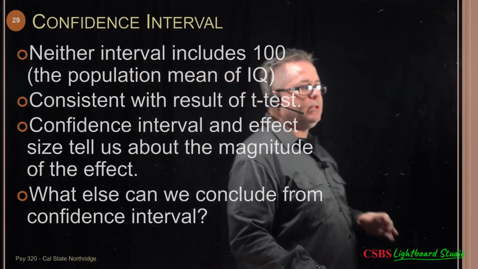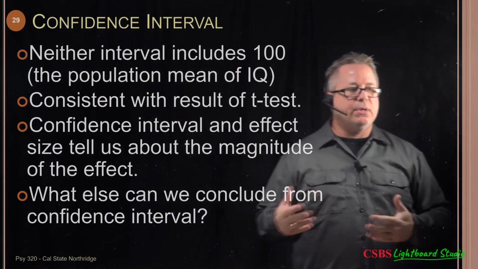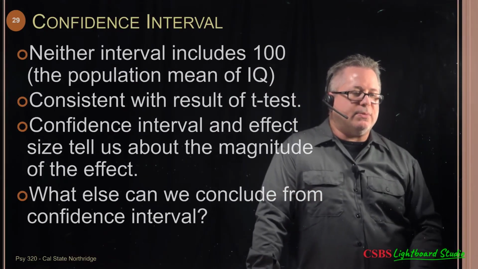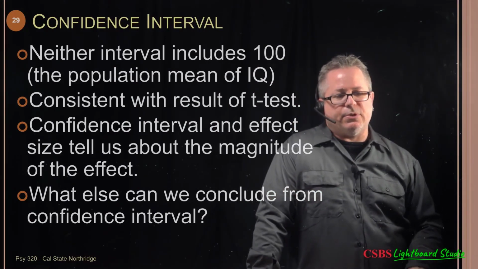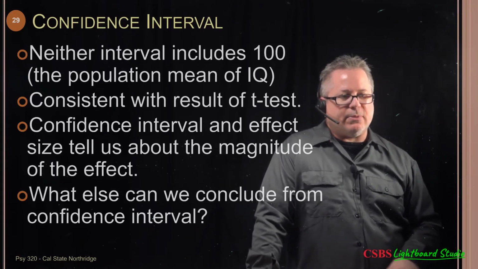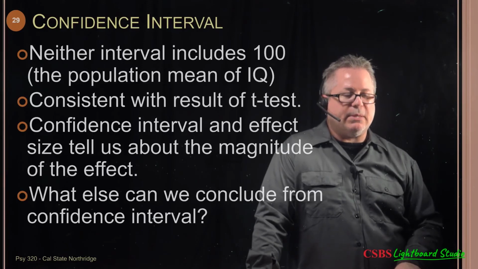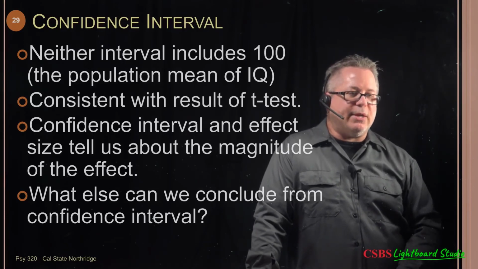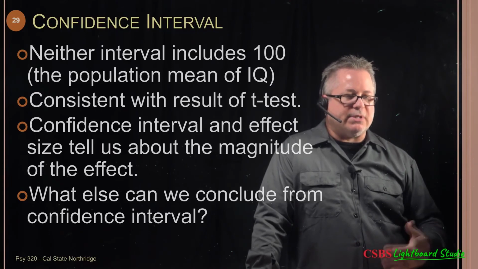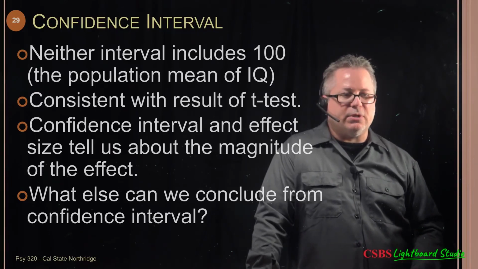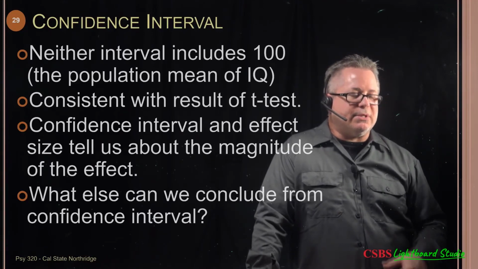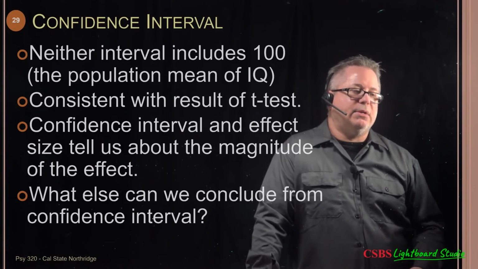Notice that neither interval includes 100. I mentioned that before. That's the population mean of IQ. So it helps us come to a similar conclusion: if we're 95% confident that these are the ranges that the population values would look like based on the sample, the fact that 100 isn't there is why we rejected it given the test, because 100 is not a very likely parent population for a sample of 106. So it's consistent with the results of the t-test.